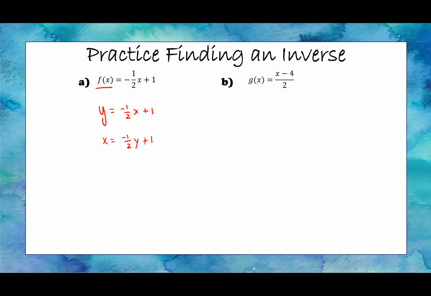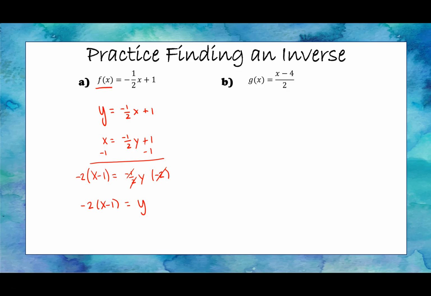My last step is going to be to solve for y. Well, to do that, we got to get y all by itself. I'll subtract 1. So this gives me x minus 1 equals -1/2 y. Now, how do you get rid of -1/2? Well, you're going to multiply by -2 on both sides. Don't forget your parentheses. So I'm left with -2 times (x minus 1) equals, well, the -2 and the 2 cancel, and you've got your negative canceling, so you're just left with y.